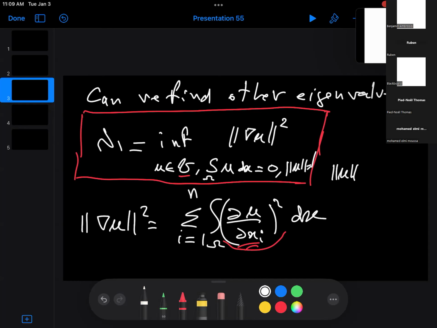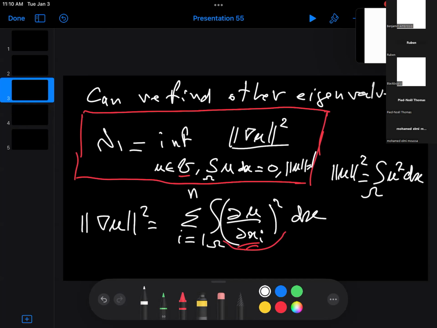Where also, by definition, we have that. Okay, so this number is well defined, okay? Because it's an infimum, this quantity is a positive number, and okay, so this is well defined.